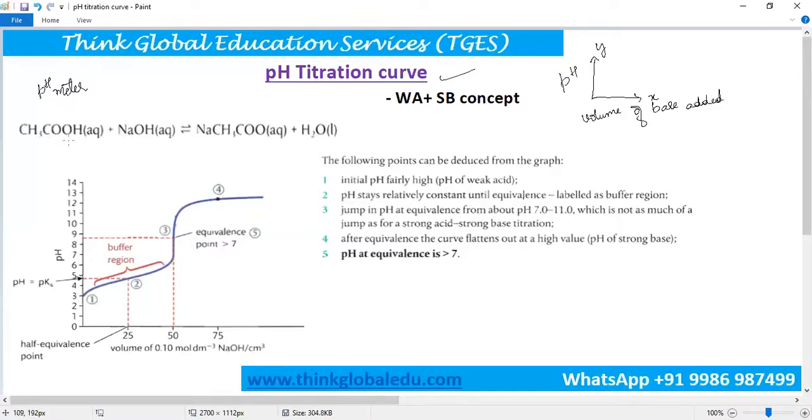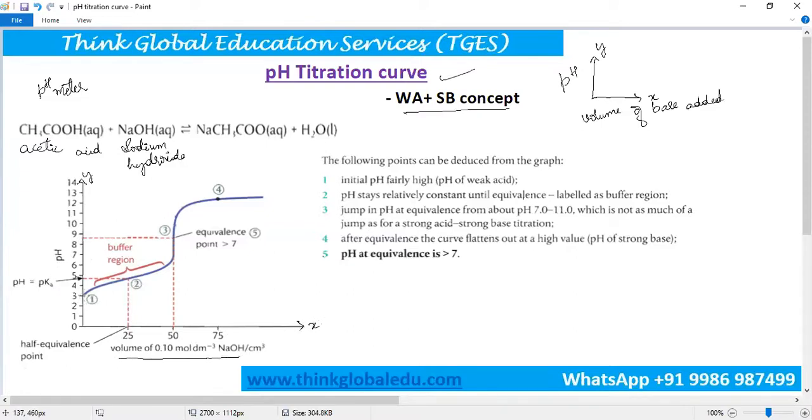We shall now study an example of a weak acid and strong base pH titration curve. Here in this example, we have considered the weak acid, acetic acid, and a strong base, sodium hydroxide. This is a graph of pH along the y-axis and the volume of the base added in the reaction along the x-axis.